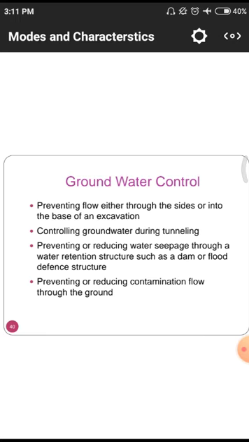Controlling of groundwater takes place whenever we have tunnels, because from the dams to different industries and power generating areas, they have to construct tunnels for the purpose of diverting the water. So they have to utilize these tunneling techniques, and preventing or reducing water seepage through a water retention structure such as a dam or a surface flood defense structure, and preventing or reducing the contamination of flow through the ground. These are the major important applications.